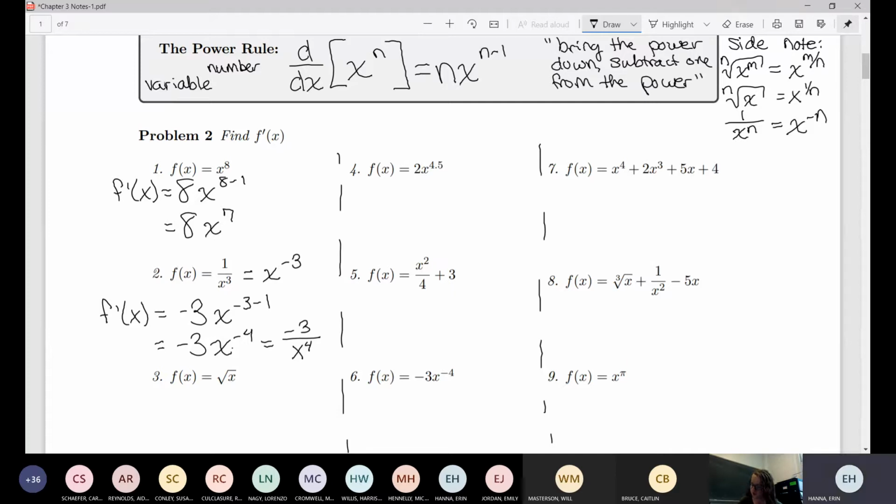And so number 3, we also have to rewrite first, which has nothing to do with taking the derivative, but we should rewrite that as x to the 1/2. Once I rewrite it, I can take its derivative. Bring the power out. Subtract 1 from the power. So 1/2 x to the negative 1/2. Again, you could rewrite that without the negative exponent, but I don't want to scroll down and get rid of the rule, so I'm just going to leave it like that.